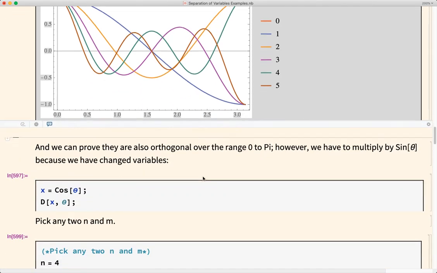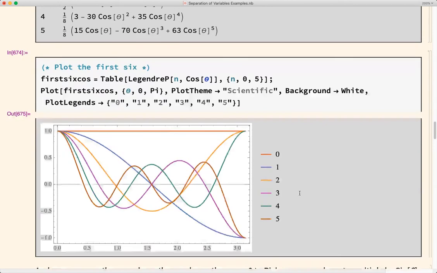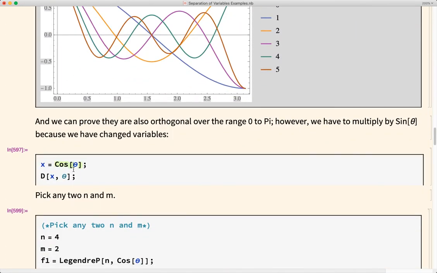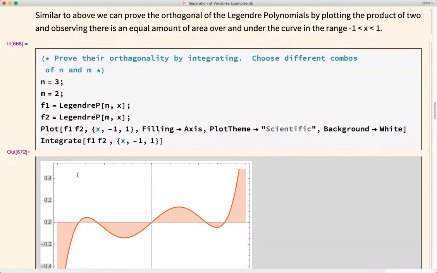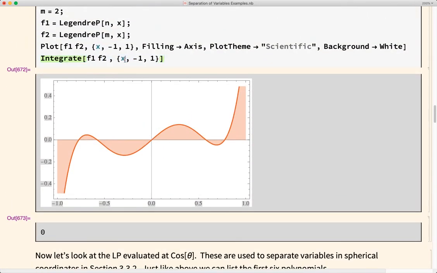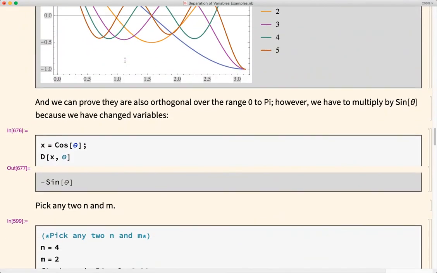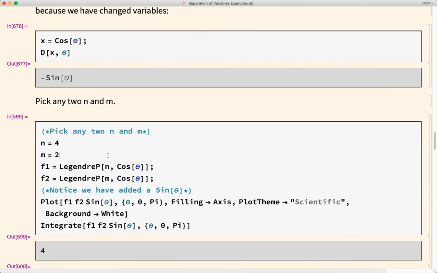We can also prove that they are orthogonal over the range from 0 to pi, but now we have to multiply by sine of theta because we've changed variables. When I change the variable from evaluating this Legendre polynomial at x to changing it to the cosine of theta, I have to also change variables within the integral. Up here, I was doing the integral with respect to x. Now I want to do an integral with respect to theta. So I have to change variables. When I do that, that's going to give me an extra sine theta term, and it's also going to change my integration limits from 0 to pi. That's a little bit different, but I can come down here and do the same thing.